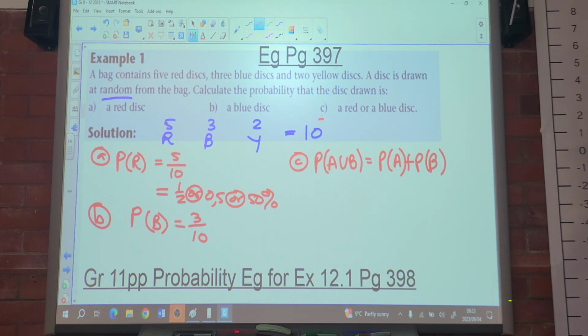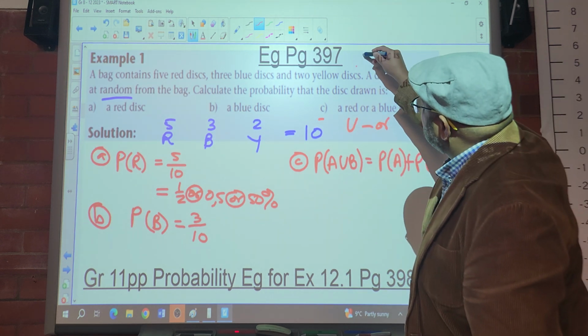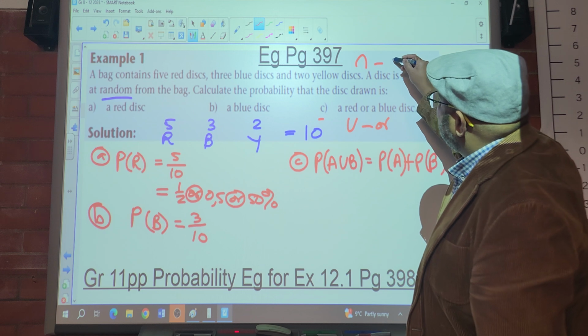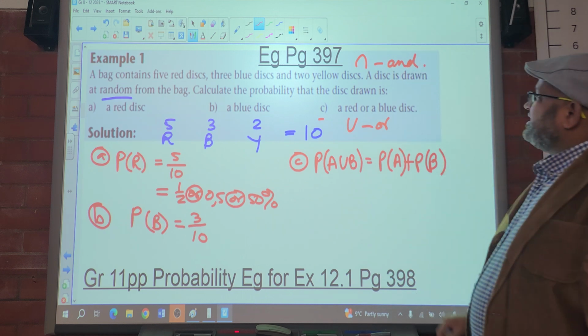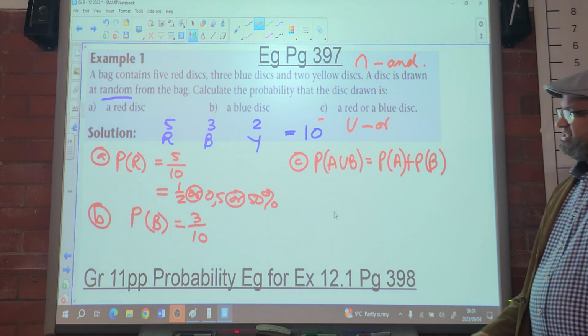You all agree with that? This union is or, the intersection is and. We did that last year as well. I think they either put or and and in these textbooks. But if you see that, I might write it like that. So remember it's or, otherwise when the sign is the other way around, it is the and, basically where it intersects.